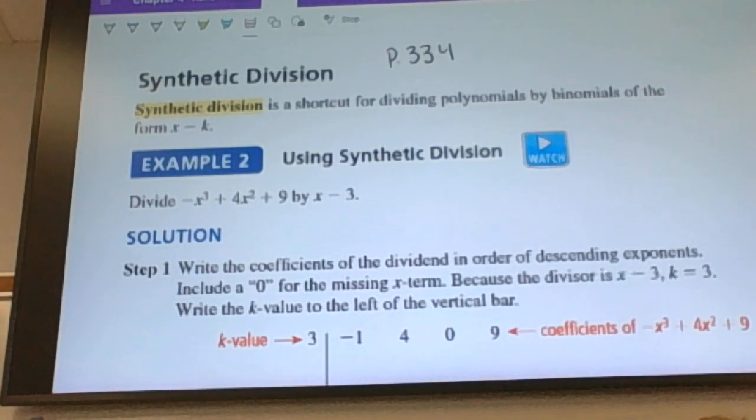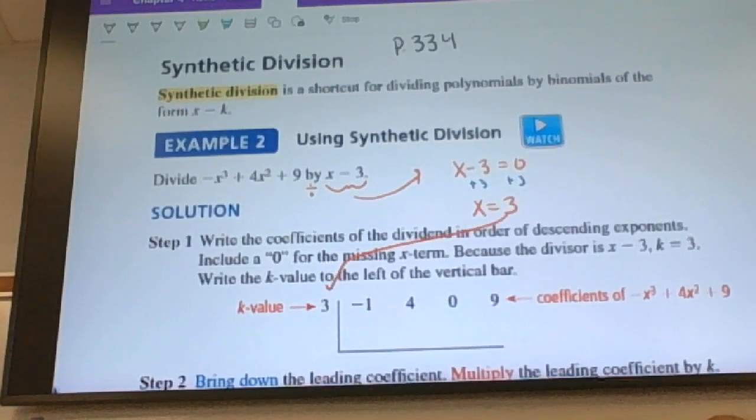All right, the very first thing you do, this is your divide sign. You take this little binomial and you set it equal to 0 and you solve it. You get x equals 3. Already quite different from long division. That's not a step in long division, right? Now, you take that number and you put it outside this upside down division bar. So your synthetic division is a box, but it's not like this one. It's flipped over. It's an upside down box.